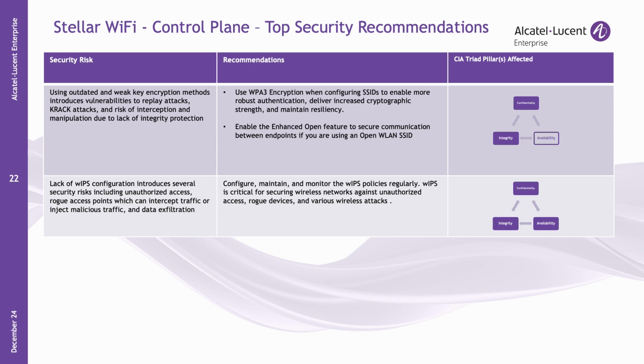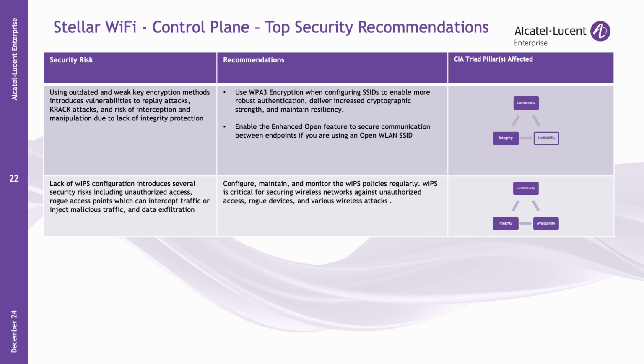The second security risk is the lack of the WIPS feature, which is the Wireless Intrusion Protection System. The WIPS system monitors the wireless radio spectrum for the presence of unsafe access points and clients, and can take countermeasures to mitigate the impact of these intrusions. The lack of WIPS configuration introduces risks such as rogue access points, which can cause man-in-the-middle attacks and intercept traffic, or an interfering access point, which can cause RF interference to legitimate access points. Therefore, it is critical to configure and regularly monitor your WIPS policies.